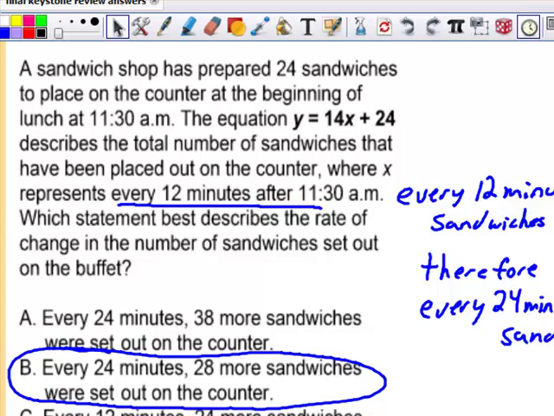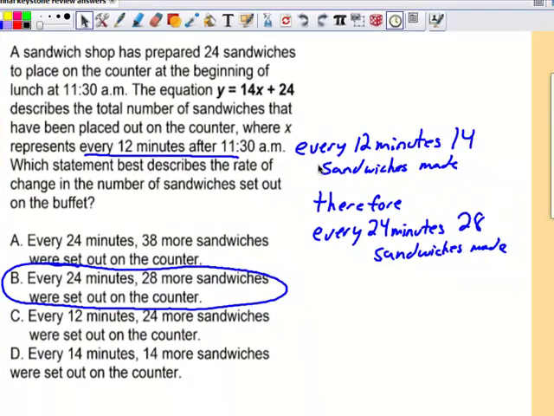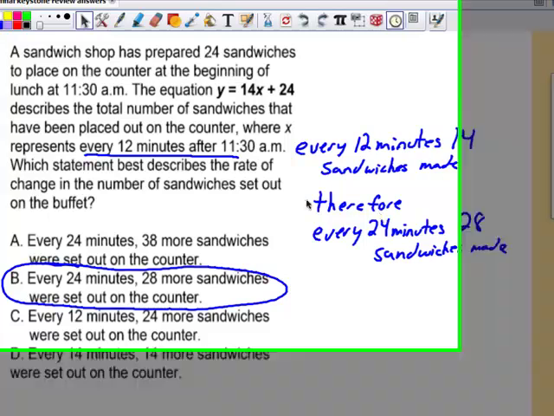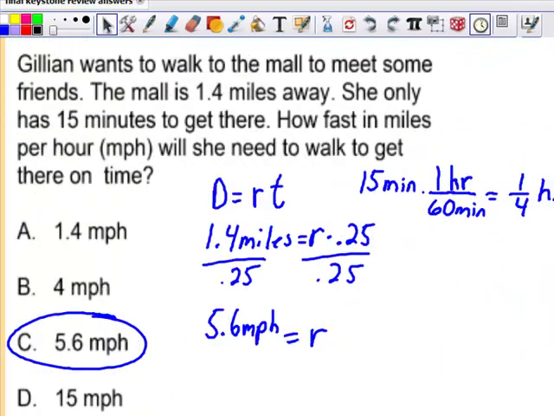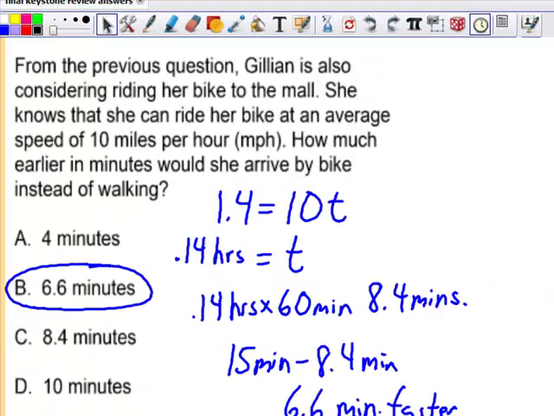I'm down to 40 seconds. Read this one carefully. Understand that every 12 minutes, you can make 14 sandwiches. Therefore, if you double the time, you can double the number of sandwiches. Okay, make sure you know D equals RT. So read over here. I know my distance, I know the rate, and I get 5.6 miles per hour. Just make sure you do hours, okay? Understand you had to have it in hours for miles per hour.